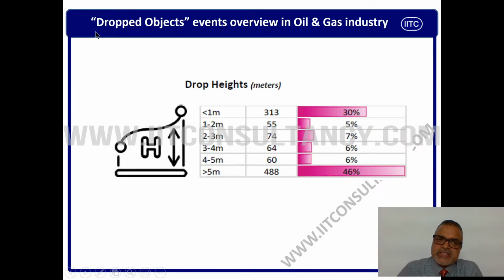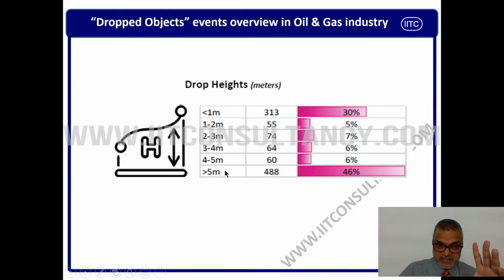Here in this slide we are again seeing the statistics of drop object events in the oil and gas industry, in terms of drop height. The first column is less than 1 meter, then 1 to 2 meters, 2 to 3 meters, 3 to 4 meters, 4 to 5 meters, and greater than 5 meters. Less than 1 meter is 313 times. This statistic has been taken from OGP or UK HSE, where you get all the statistics, to explain the severity of drop objects. The highest contributor is greater than 5 meters, 488 times, and the second highest is less than 1 meter.